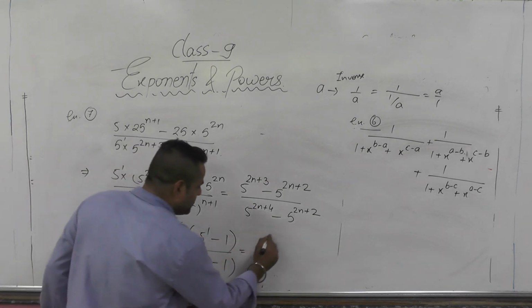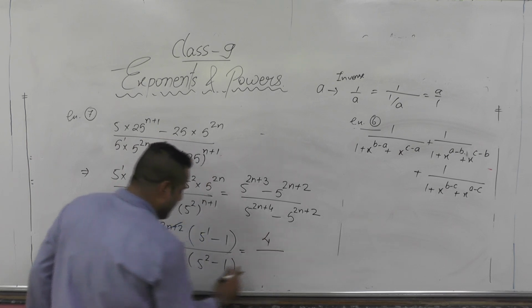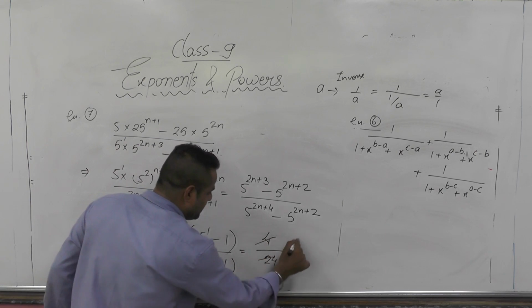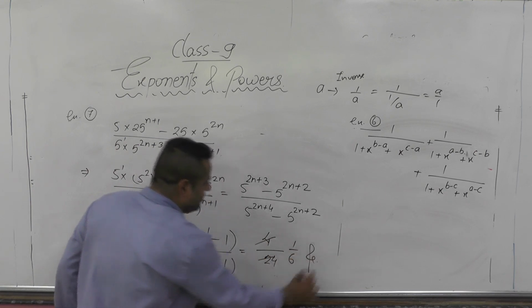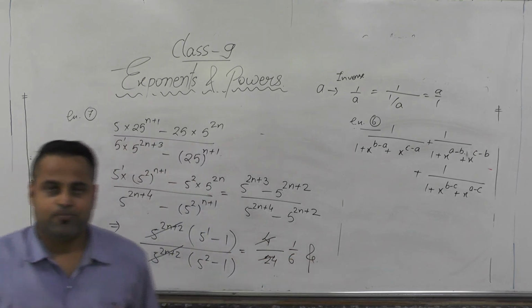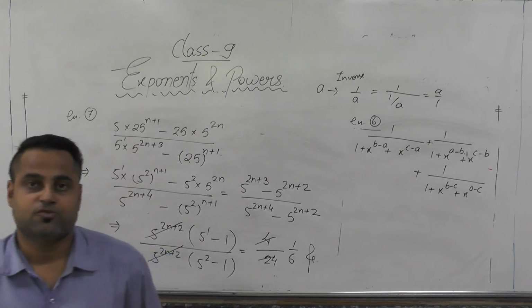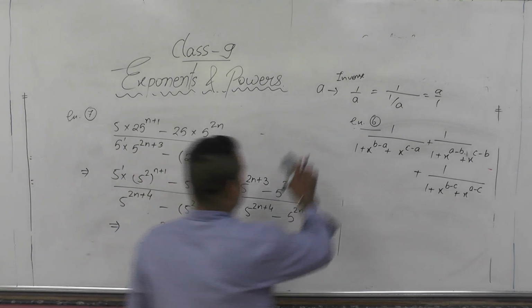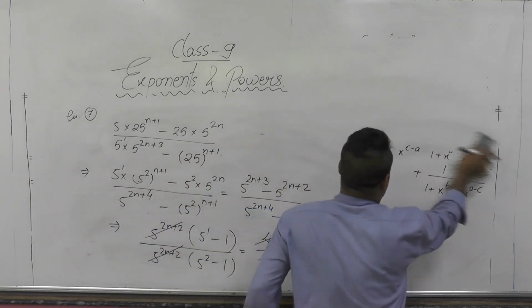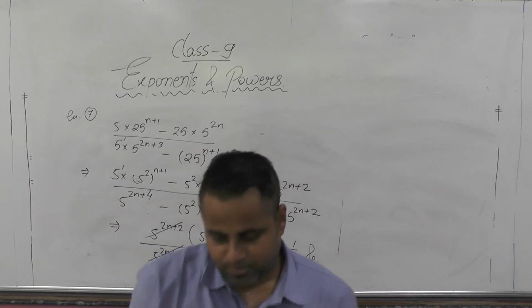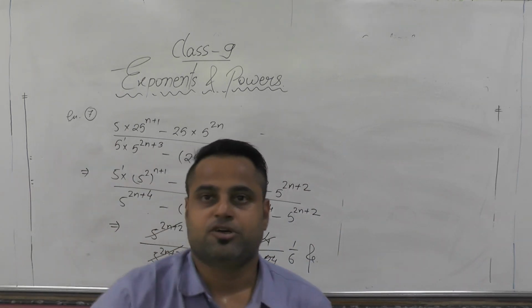Here 5 minus 1 is 4 will remain. Here 25 minus 1 is 24 will remain. 4 sixes are 24, so your answer will come 1 by 6. It's very easy, but you need to solve it in sequence. Sequence is very important here. As you have learned Bodmer's rule also, that one can also apply, but it depends on the question that is given to us.